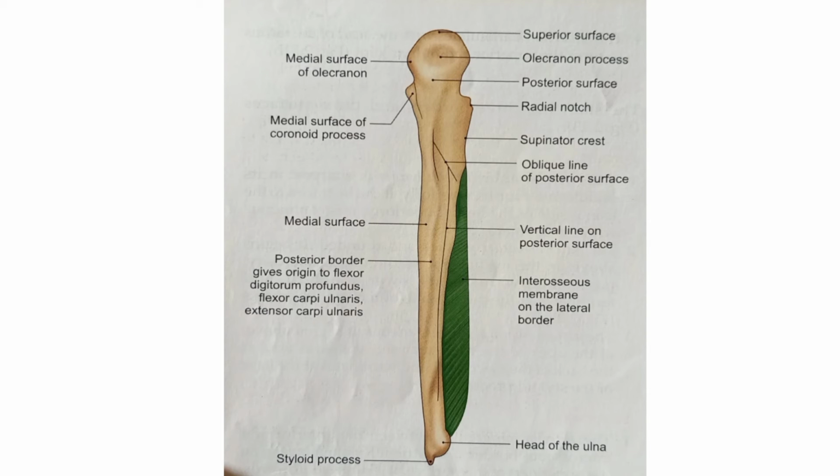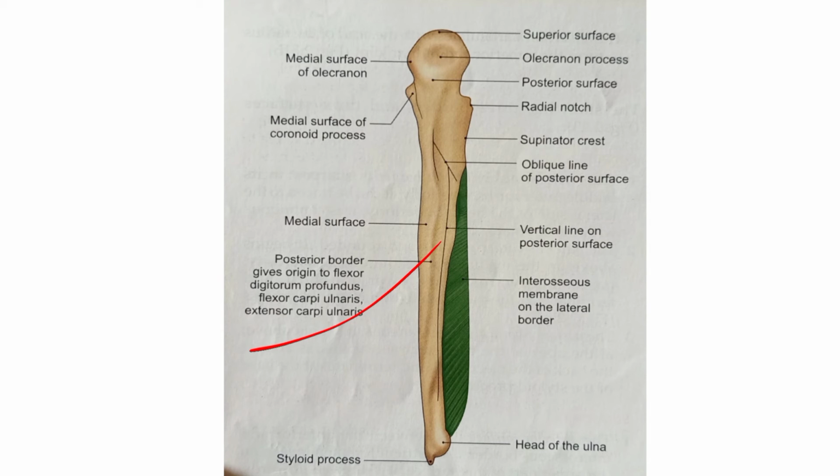Moving further to flexor carpi ulnaris. So this flexor carpi ulnaris arises from the medial side of the olecranon process and from the posterior border. Extensor carpi ulnaris arises from the posterior border.